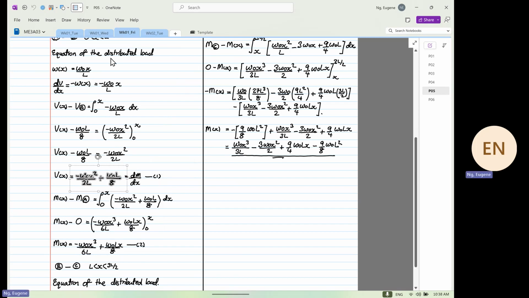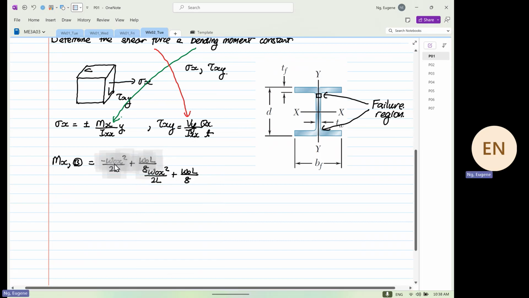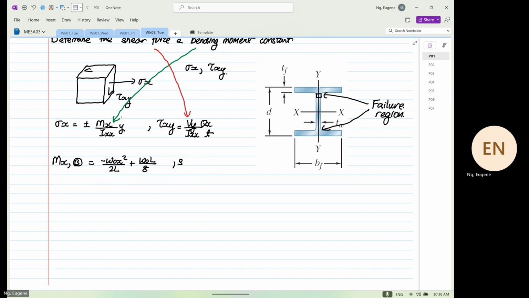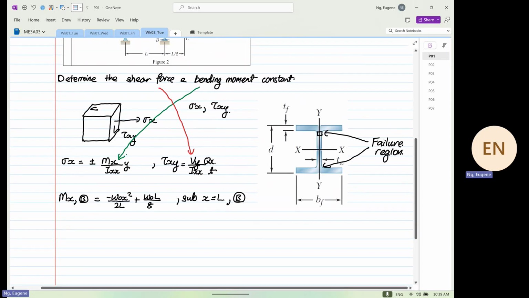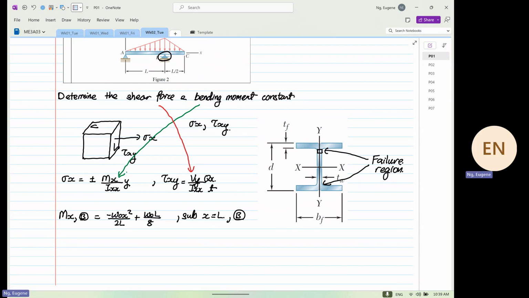And copy, and I'm going to paste. Okay. So we are going to substitute X is equal to L. Yes or no? Because at point B, X is equal to L. So if you look at this diagram, at point B, X is equal to what? Length L. If I'm going too fast, you are lost, tell me. I will slow down. Okay, we'll just keep quiet.